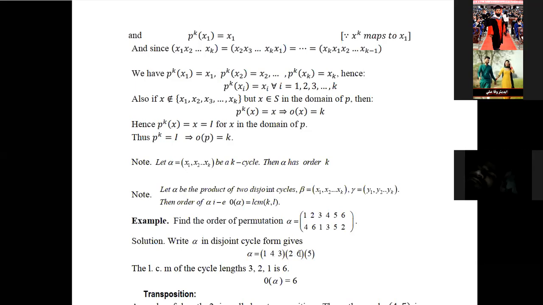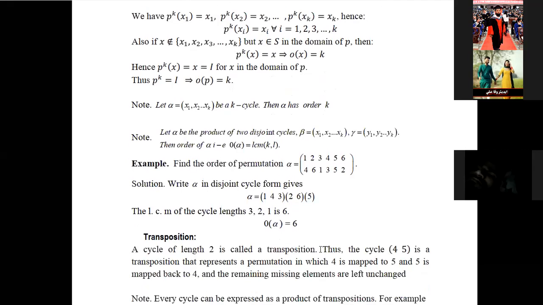What is the order of this? 2. What is the order of this? 1. The LCM of 3, 2, 1 is 6. It means the order of A is 6. If we have one cycle, then the number of elements, its length, is the order. If we have a product of disjoint cycles, then we take the LCM of the cycle lengths, maybe 3, 4, 5, no problem.